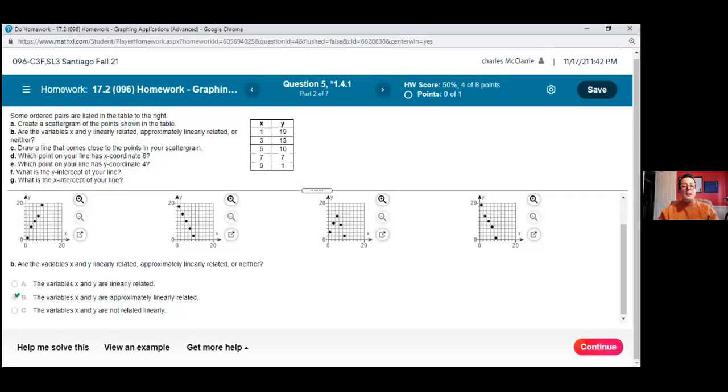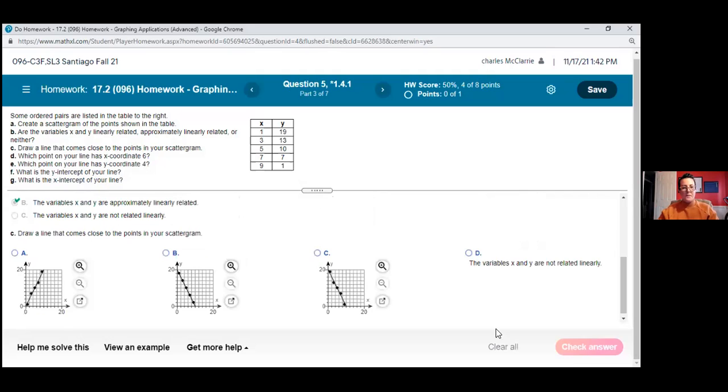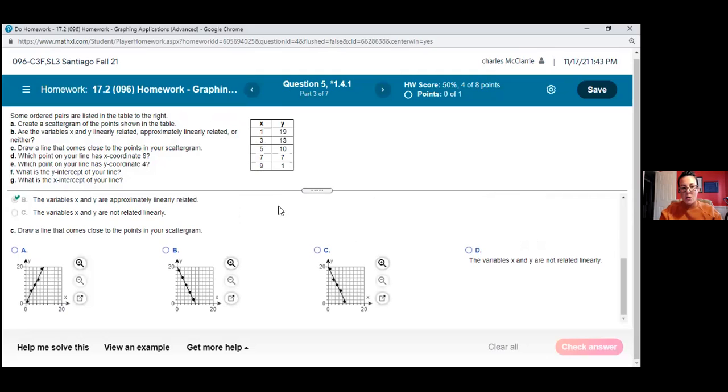Very nice. Let's look at the next one. Call that beginner's luck. Now it says, draw a line that comes close to the points in your scattergram. Be careful with this. Out of the graphs A, B, and C, which is the graph you chose from part A? Yes, so obviously you want to choose the same graph. That one just shows you the line of best fit going through some of those points. That's the answer. Very nice.